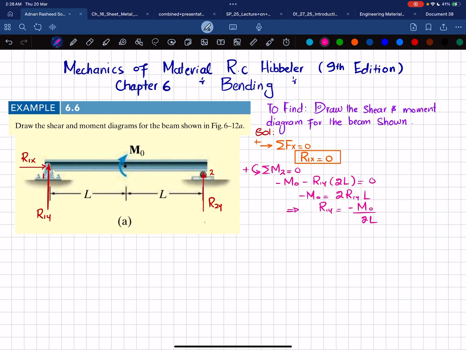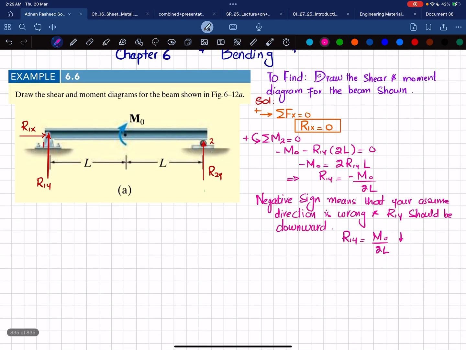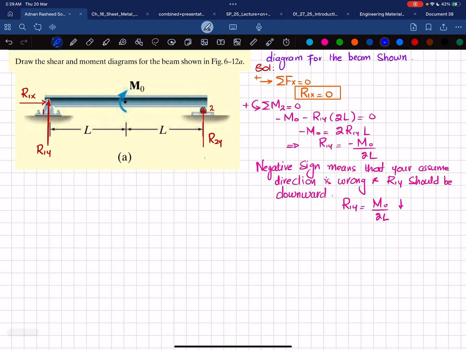Now the negative sign means that your assumed direction, which you have taken here upward, is wrong, and R1Y should be downward. So I can write that R1Y is equal to M0 over 2L, and the arrow sign shows that it should be downward.